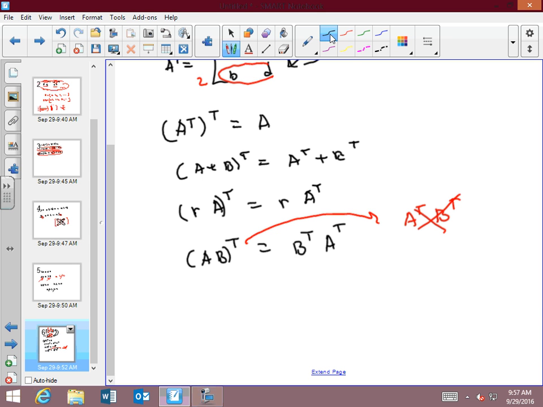All right, any questions on that? So we have to be careful. In addition, it's going to be fairly intuitive most of the time. But in multiplication, you have to be careful about things that run counterintuitive.